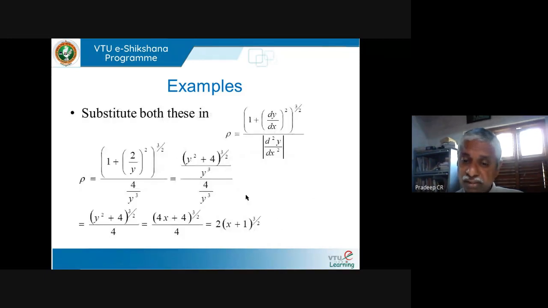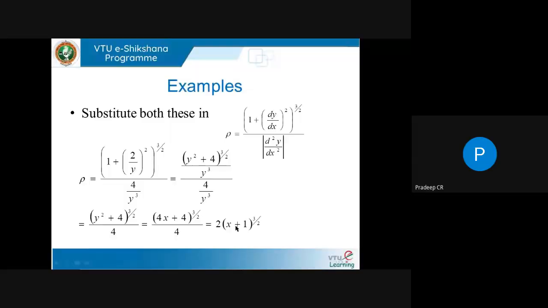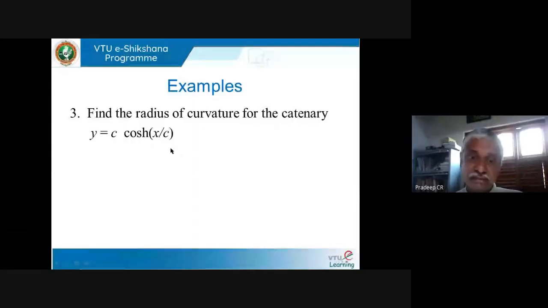Hence constant curvature. Here curvature is 1 by this. This is the radius of curvature. 1 by this is curvature. So as x increases, the radius of curvature also increases. So that's what I can understand from this. And we have seen it when we did polar curves, we plotted these curves.